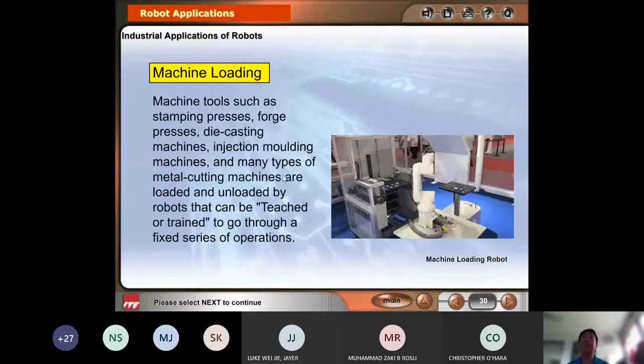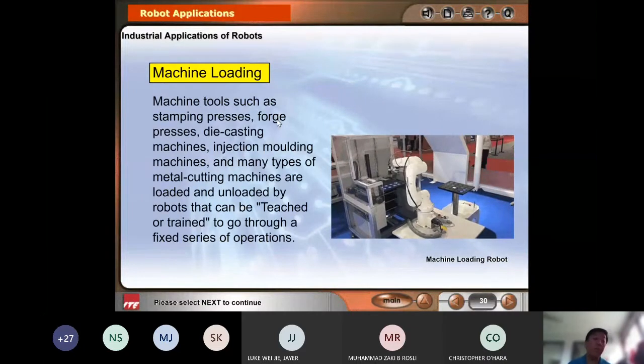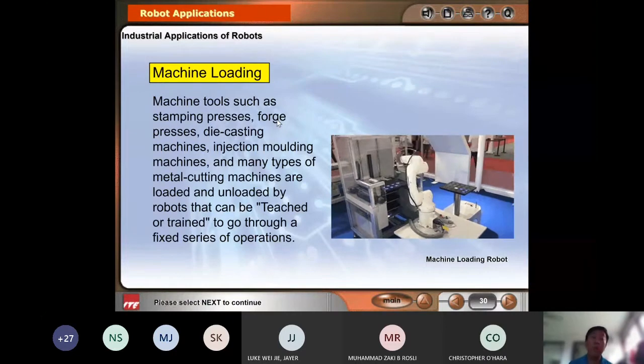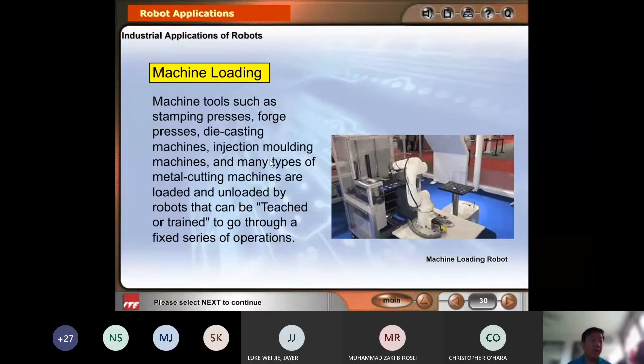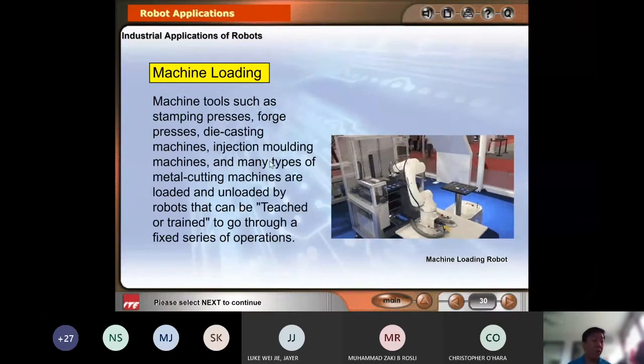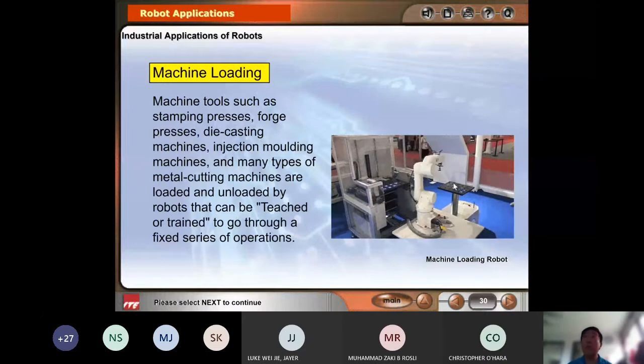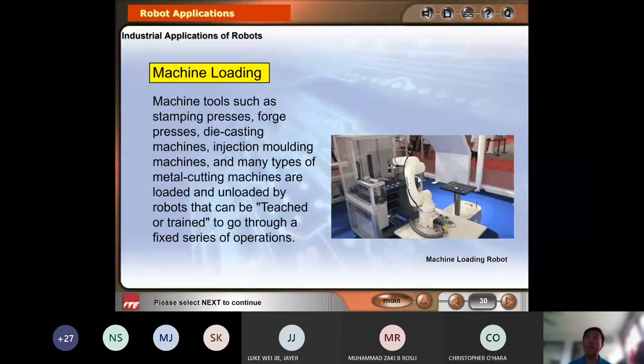Now next is machine loading. Machine loading is a bit different from material handling. Material handling is more for parts and stuff like that. But for machine loading, we are talking about loading the parts into the machine or out of the machine. Of course, out is called unloading, going in is loading. So you can see this robot is showing you that it loads the part into the machine for further process. This is called machine loading.